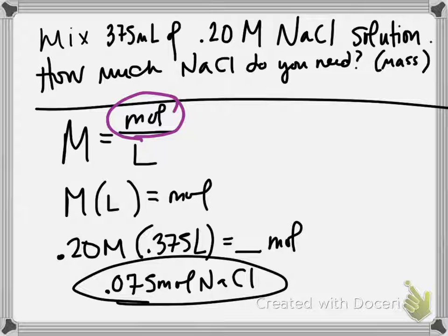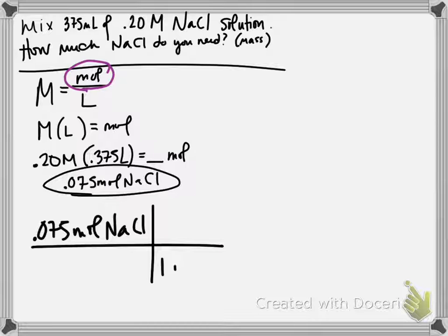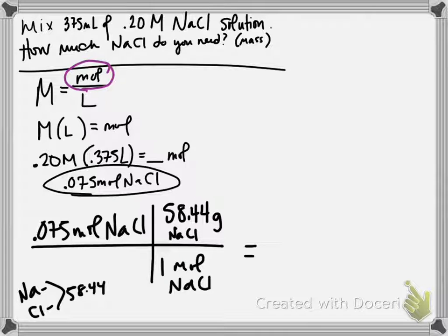Now what mass of NaCl do I need? Okay, so now what do we have to do? Factor label. 0.075 moles of sodium chloride. We know that 1 mole of sodium chloride is how many grams of sodium chloride? Na and Cl. Okay, so we have 58.44 grams of sodium chloride in 1 mole of sodium chloride. How many grams of sodium chloride do we need? 4.383 grams of sodium chloride.